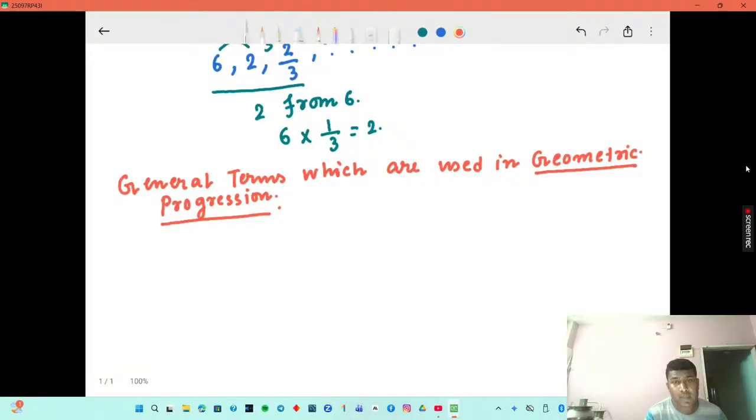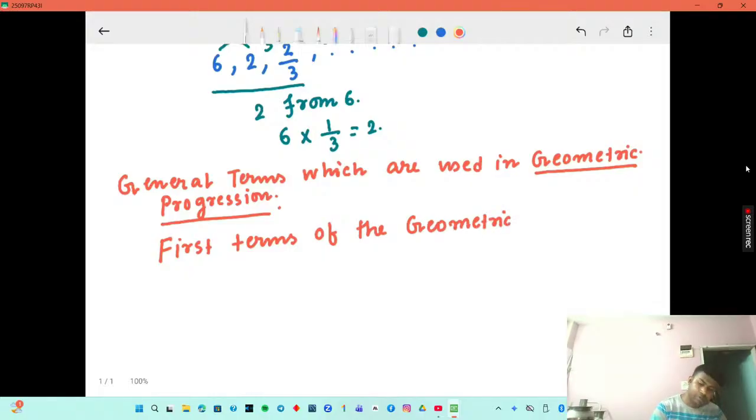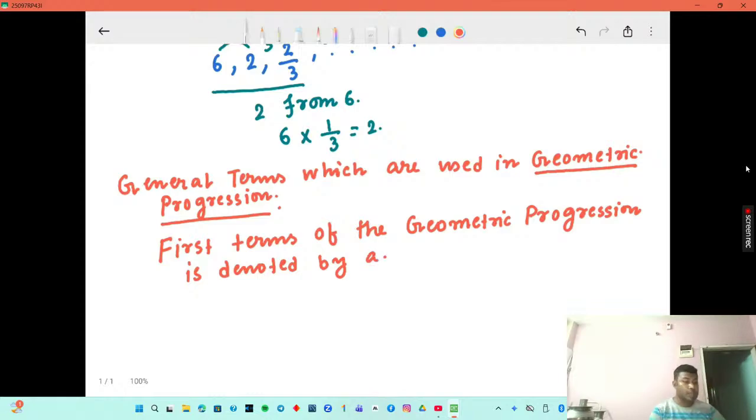Here, let the first term of the geometric progression be denoted by a. So the first term of the geometric progression is denoted by a. If someone asks you what the first term of the geometric progression is and by which letter it is denoted, you will say that it is denoted by small a. Okay.